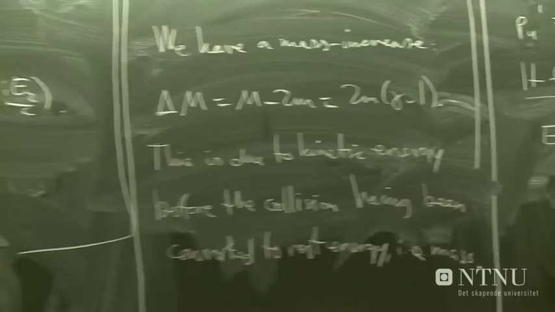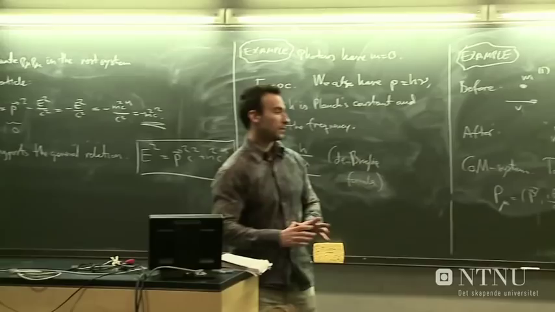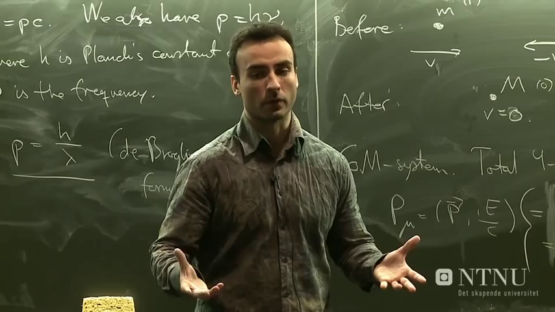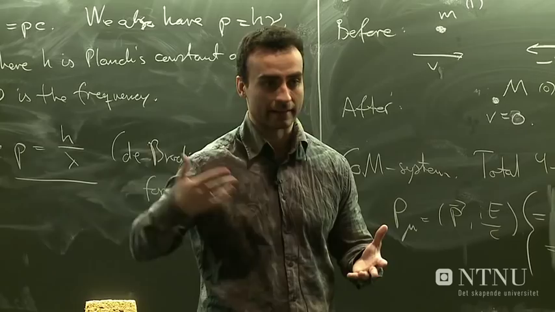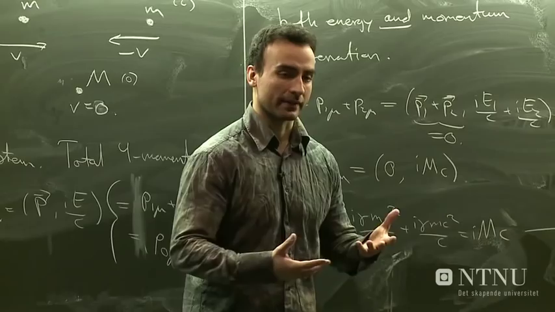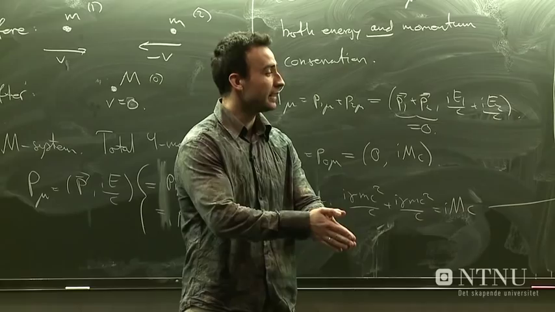So there's nothing suspicious about energy being converted between different forms. This we know. We can have, for instance, the potential energy of a ski jumper being converted to kinetic energy as he takes off. So this is the way to understand why we have a mass increase. Kinetic energy is converted to a different form of energy, namely rest energy, and the rest energy is associated with the mass of the particle.